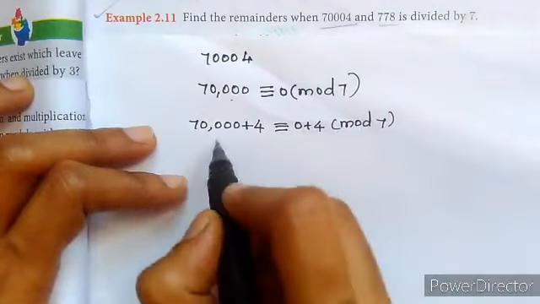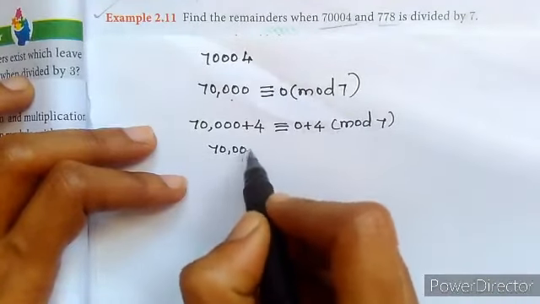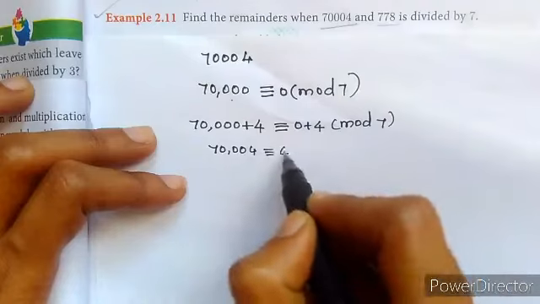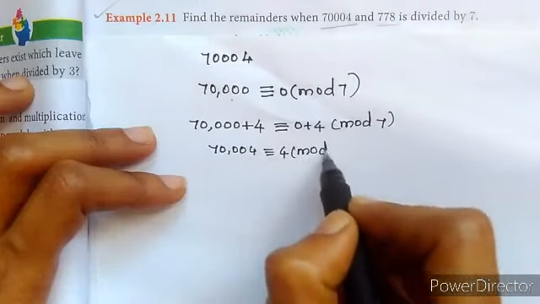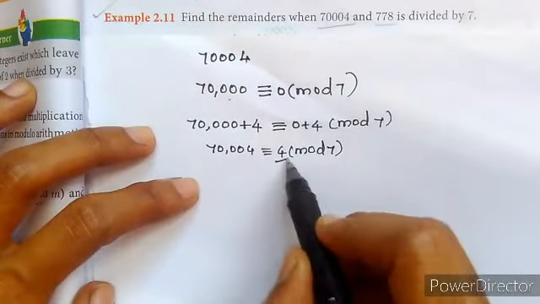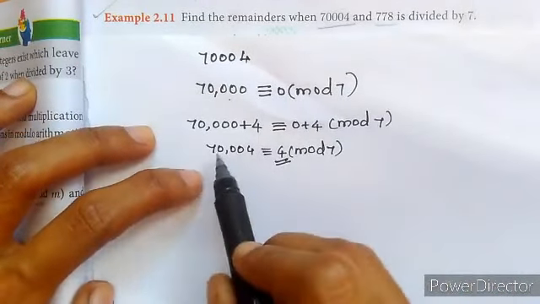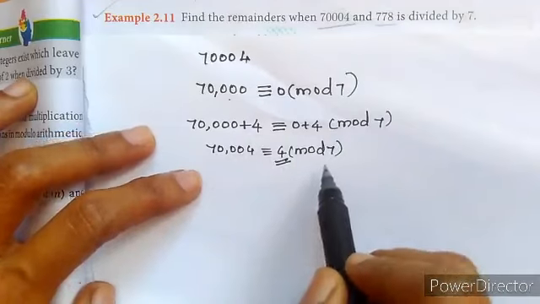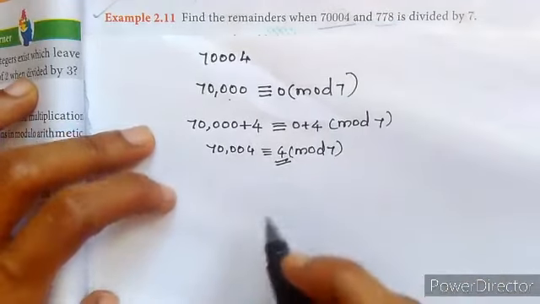So what is 70,000 plus 4? 70,004 congruent to 4 mod 7. Okay. So what is the remainder here? 4. So 4 is the remainder when 70,004 is divided by 7. Now let's see the second one.